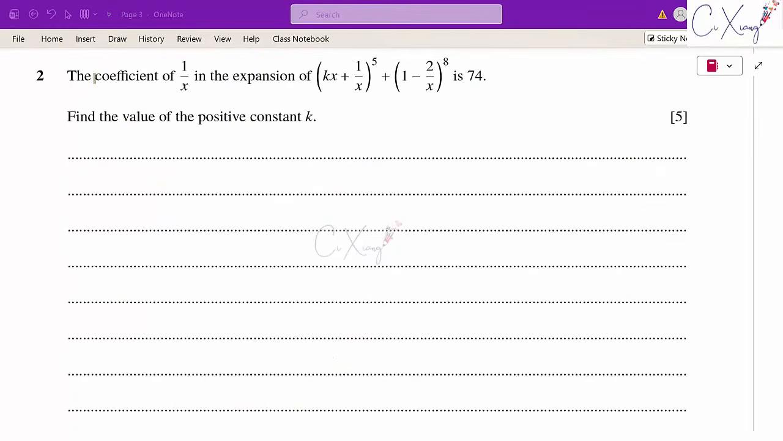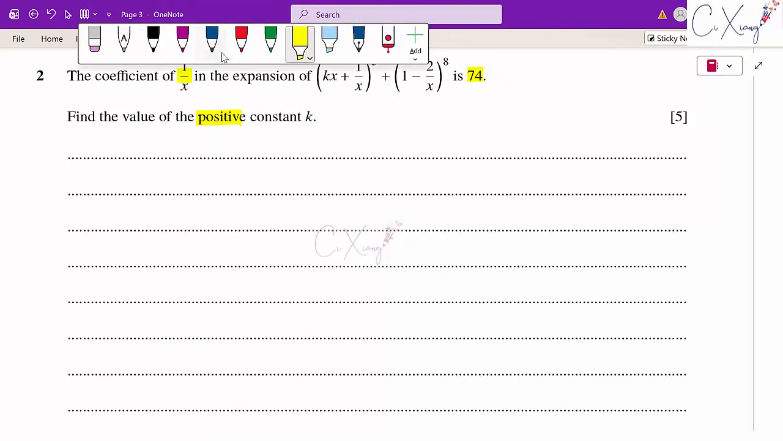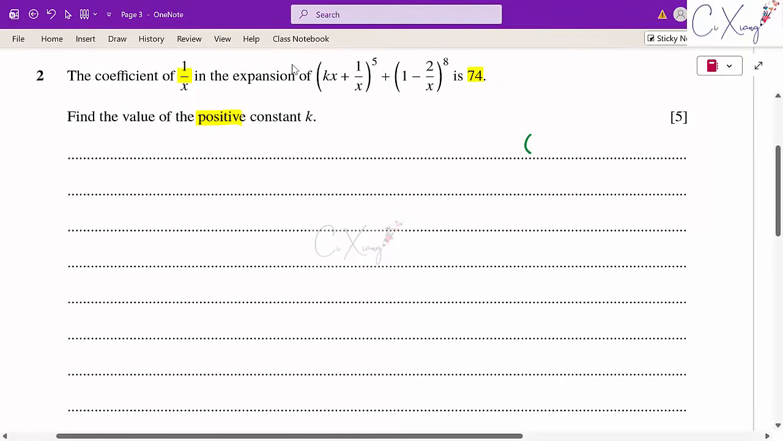Question number 2: we are given that the coefficient of 1 over x in this particular expansion is 74. Find the value of the positive constant k. So highlight the keyword positive. For this question, it is about the binomial expansion. Let's have a look at the general formula for binomial expansion first.